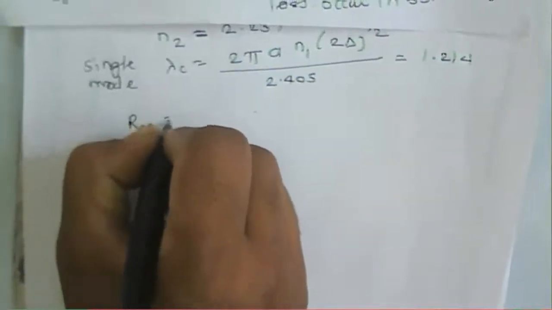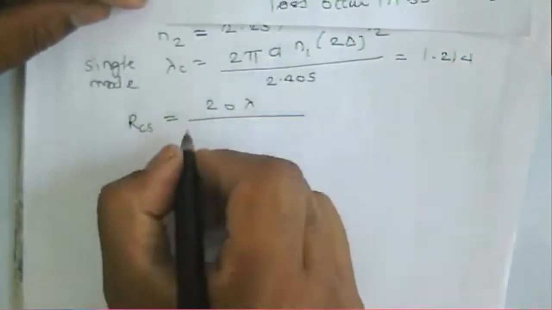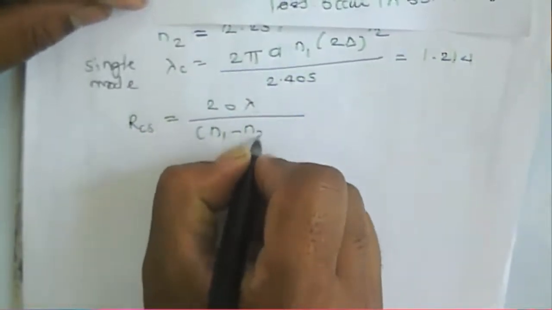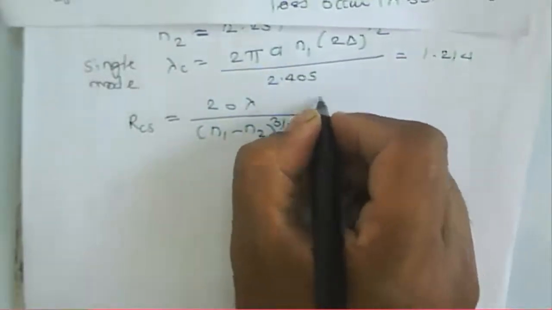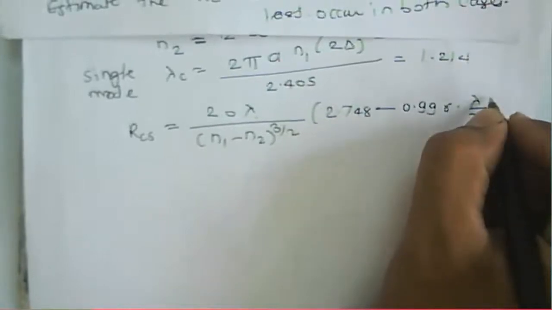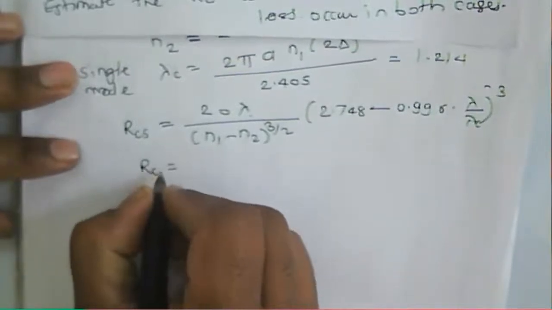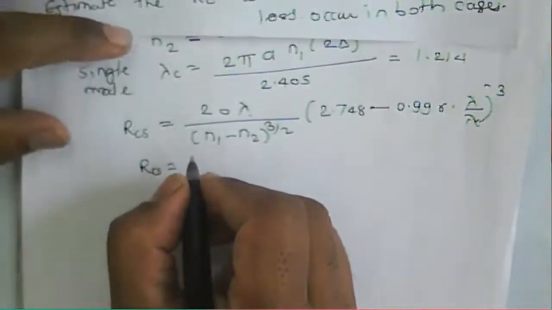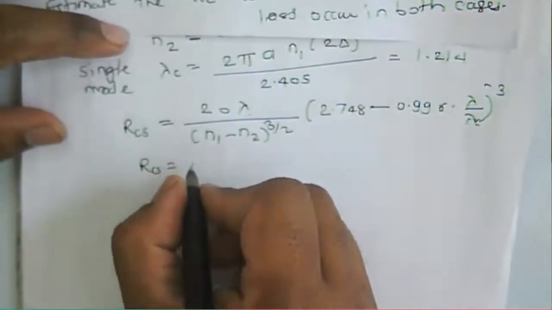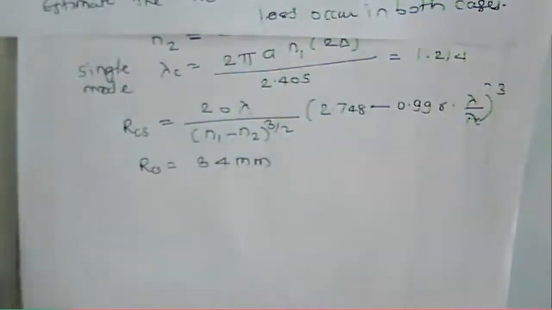Then we calculate what will be the radius of curvature for the single mode fiber. That will be 20 lambda over n1 minus n2 raised to 3 by 2 into 2.748 minus 0.996 into lambda by lambda c raised to minus 3. After solving, we will get that RC for the single mode fiber, it will be 34 mm. That is about the cutoff wavelength for the given particular fiber.